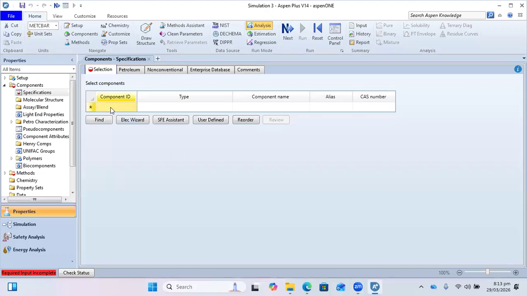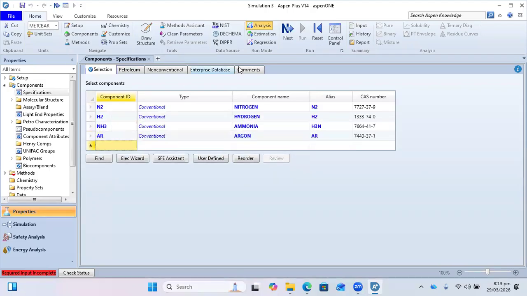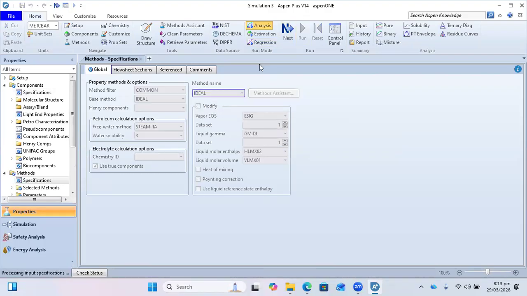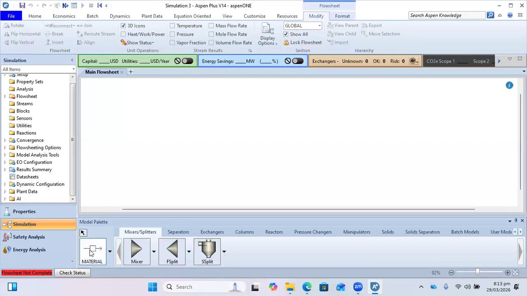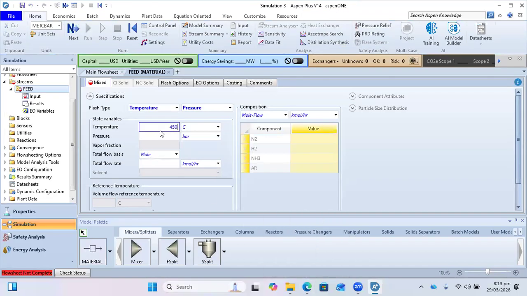So we'll just quickly do the same specification, N2, H2, NH3, and argon. And then we'll select ideal, and we can run it. Okay. So we have our feed once again. So we're using the same specifications. Okay, so this is 450 Kelvin, and this is 4 bar. So we have 1 and 3, like we did previously.